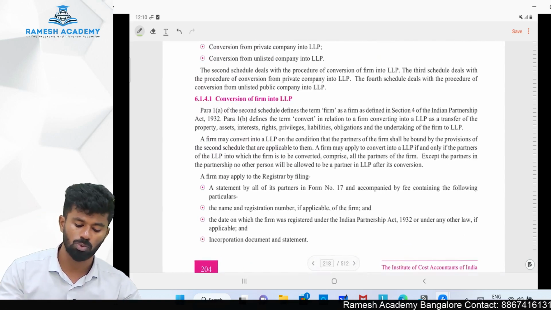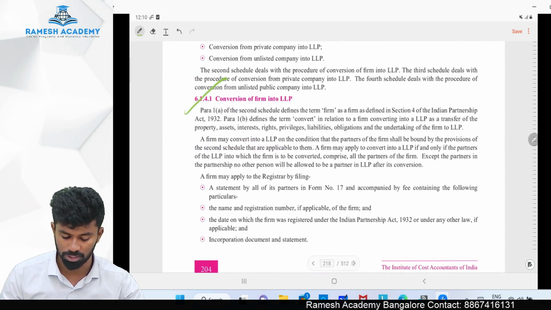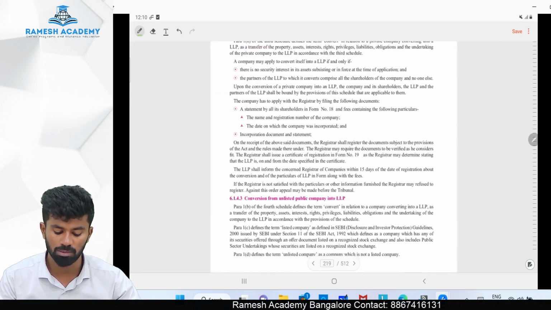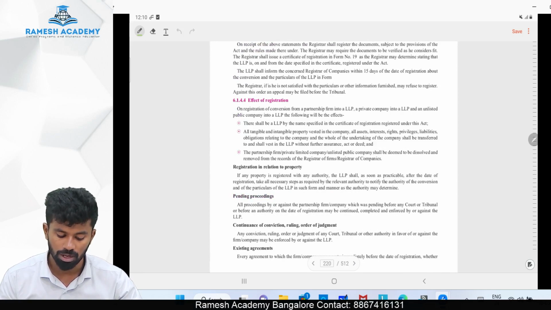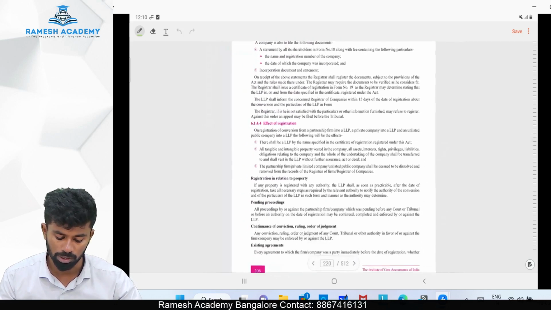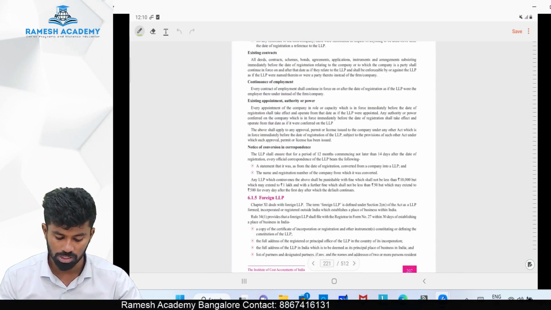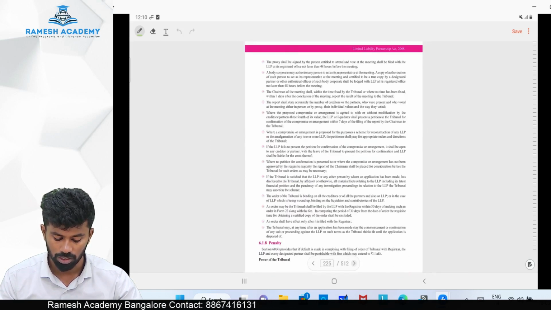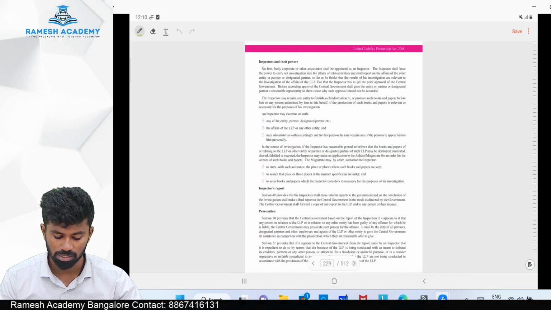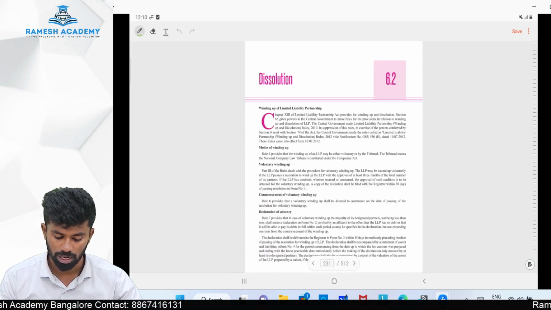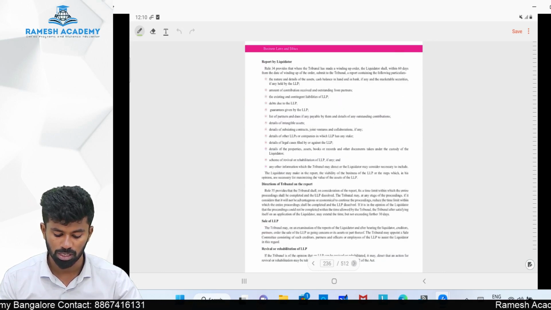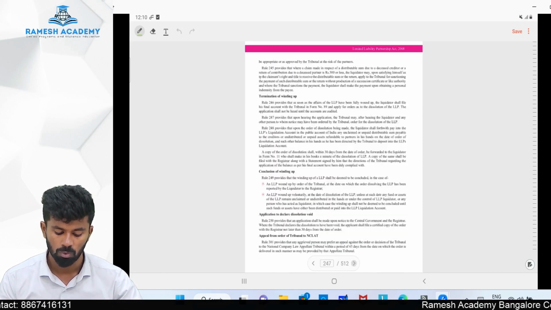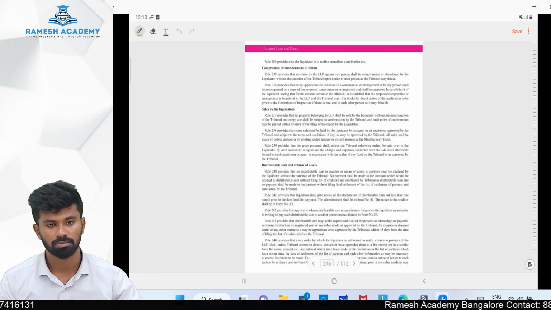So we will discuss one by one conversion of partnership firm into LLP, then conversion of private limited into LLP, then conversion of unlisted public company into LLP. Then we will discuss effect of registrations. After that we will discuss foreign LLP. Okay, and then we will discuss reconstructions and mergers of LLPs. Then we have one last chapter called dissolution of LLP: how to close the LLP, and what are the formalities to be complied with for LLPs.